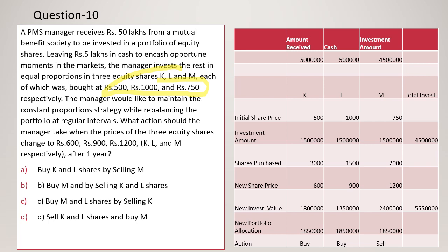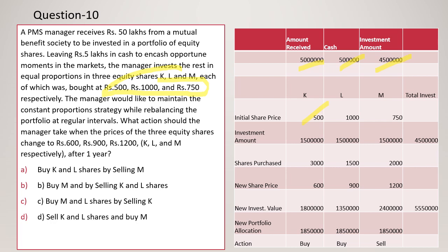So first statement, 50 lakh is the investment value, which is what it has received. 5 lakh to be kept in cash. So the investment amount is 45 lakhs. That's how we have arrived at this amount. Now we have 3 shares, K, L and M, okay? Share prices are 500, 1,000 and 750. That's what we wrote here, okay? The total amount is 45 lakhs, right? That's what we have seen, that the total investment value is 45. So divided equally, 15, 15, 15 lakhs here, okay?